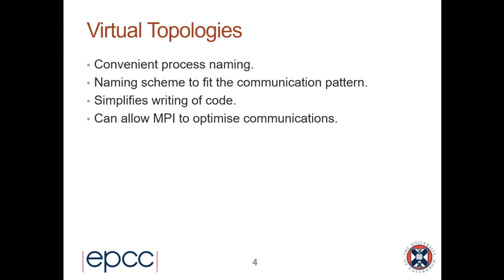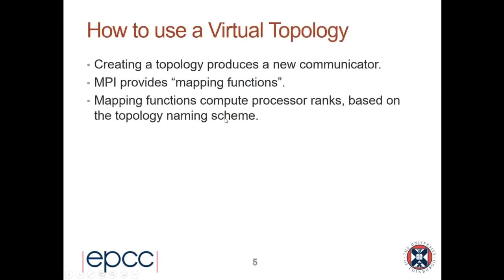And if you've got, for example, a 2D grid, it's much more convenient to talk about the process at position 3,2 than rank 17. It's useful to think of your processes having coordinates. So you have a naming scheme to fit the communications pattern. It simplifies the writing of code, and in principle, it allows MPI to optimize the communications, in principle.